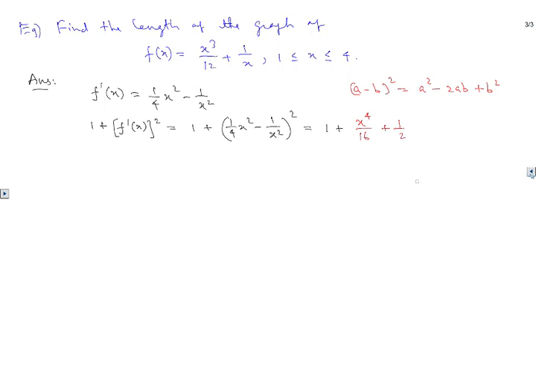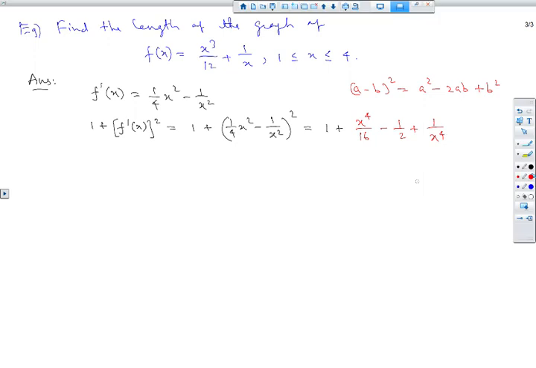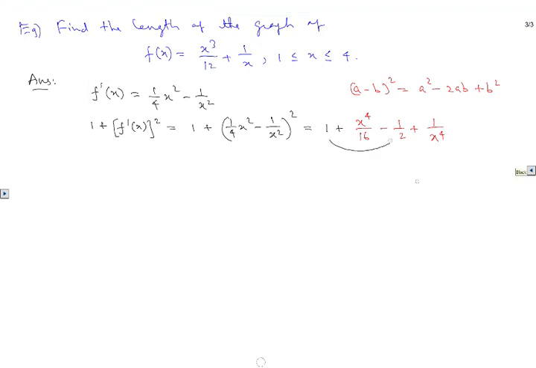Okay, so actually negative, so you're going to get negative 1/2, and then you're going to get the square of the last term, so that is 1 over x to the 4th. And then you can see that you can simplify this a little bit. If you combine these two terms together, you're going to get x to the 4th over 16, negative 1/2 becomes positive 1/2, plus 1 over x to the 4th.